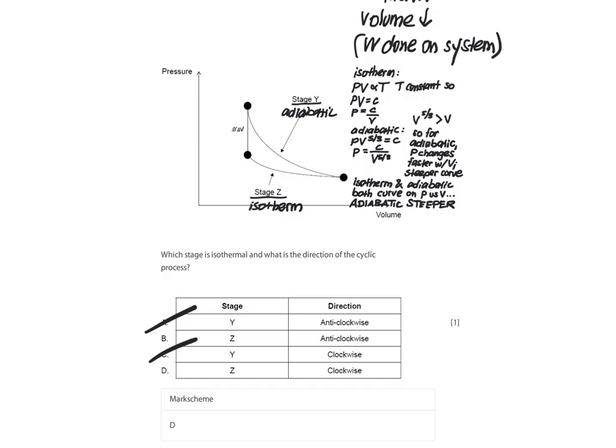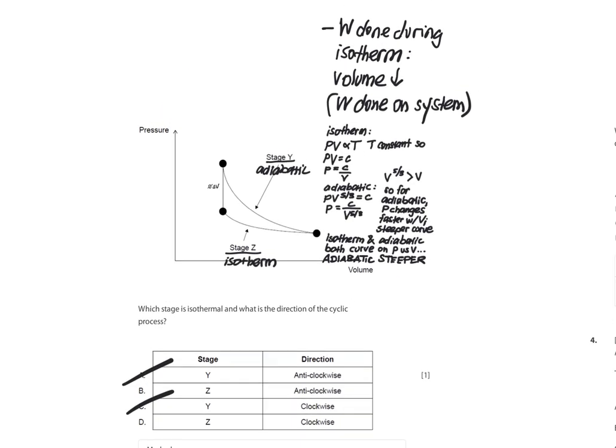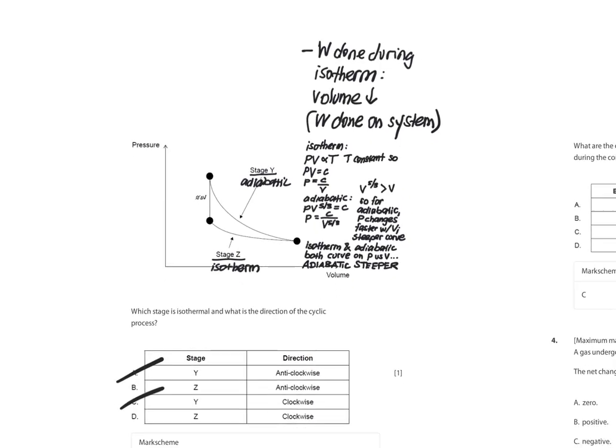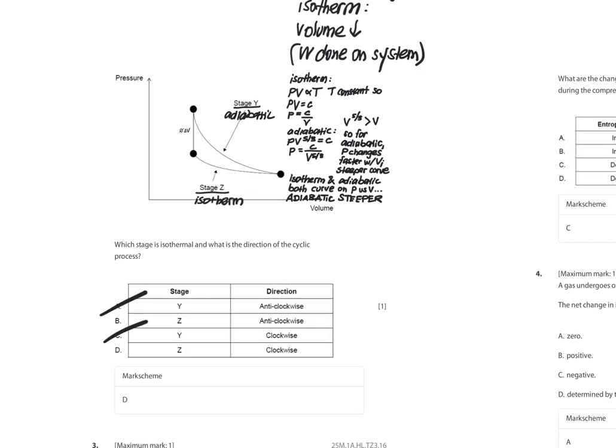So it's a cyclic process. Which way is it going? What's the direction of the cycle? Is it clockwise or anti-clockwise? And so we go back to the top where it says there's negative work done. Work is being done on the gas. So that must mean that the volume is decreasing. So if I'm in stage Z, in order for the volume to decrease, the direction is towards a decreasing volume, towards the left. And so that would make that a clockwise process, giving me answer D.